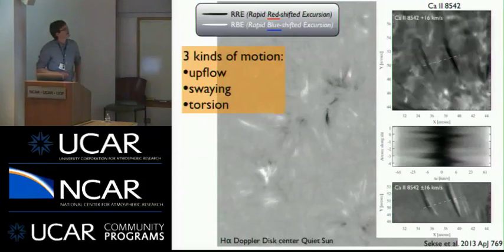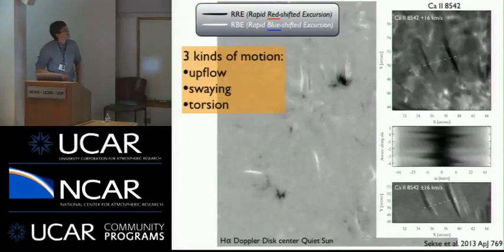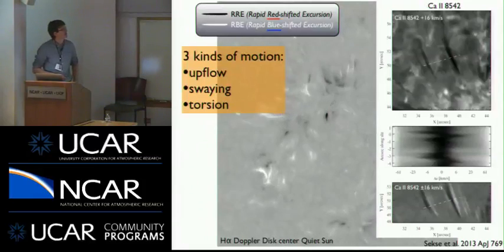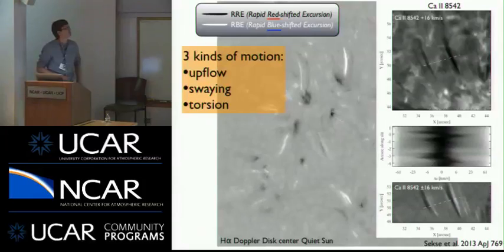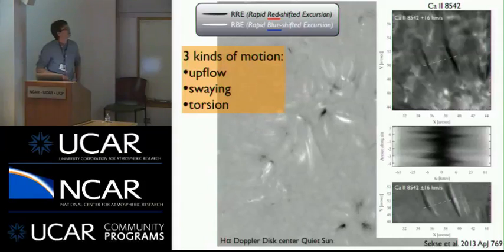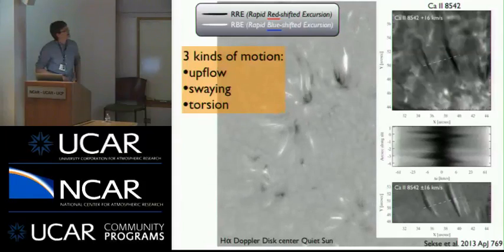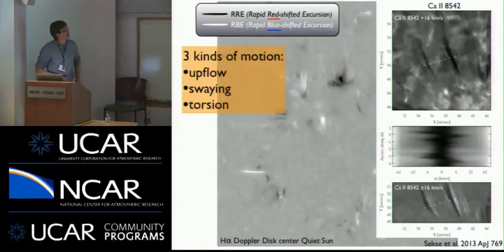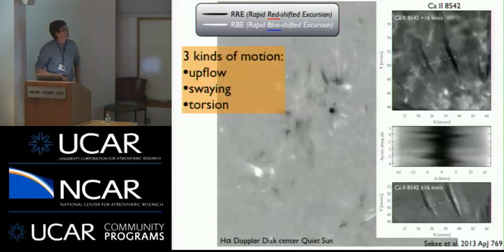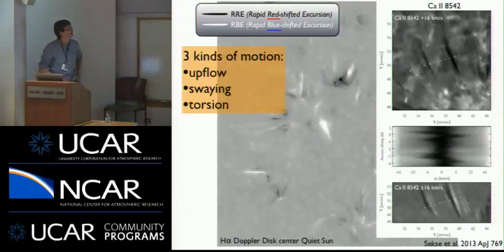You see the spicules in the calcium red wing. And when we then look at the spectrum along this line, we see that the spectral signal changes very quickly from blue to red and the other way around. And this is also shown in the Doppler map in the bottom. So you see both white and dark very close together.